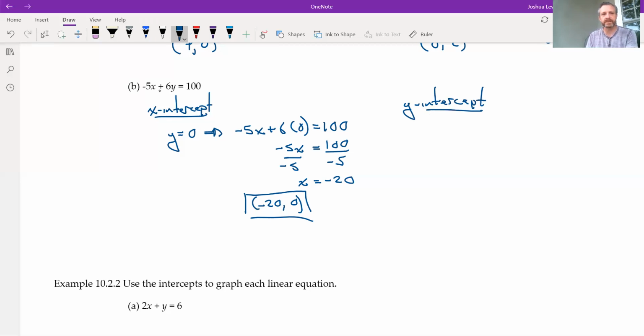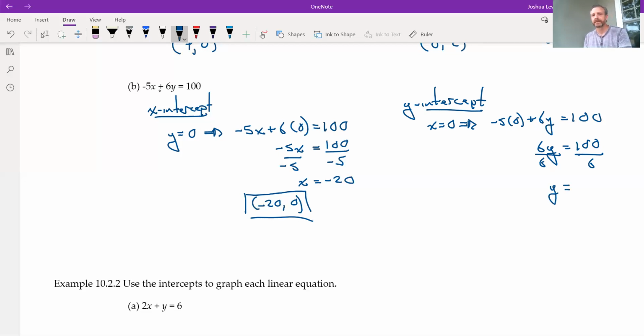All right, let's do the same one. Let's do this again, but with the y-intercept, which means we know x is 0. And so negative 5 times 0 plus 6y equals 100. So 6y equals 100. I'm going to divide by 6. And I'm going to get y equals, well, let's just reduce this, right? This reduces to 50/3. Or if you want, you could call it 16 2/3. You take your pick.